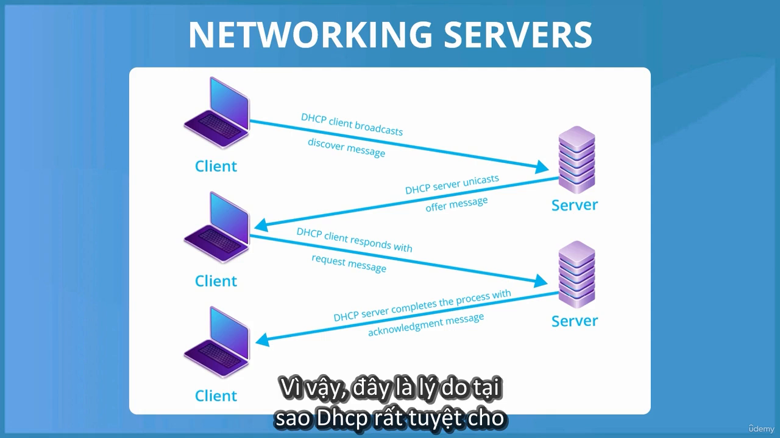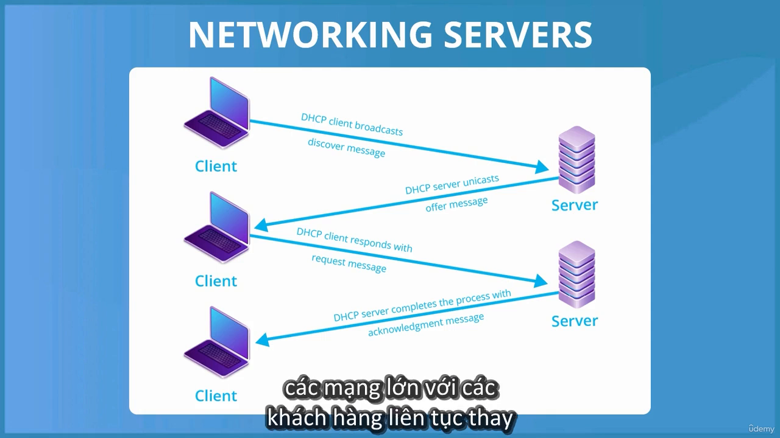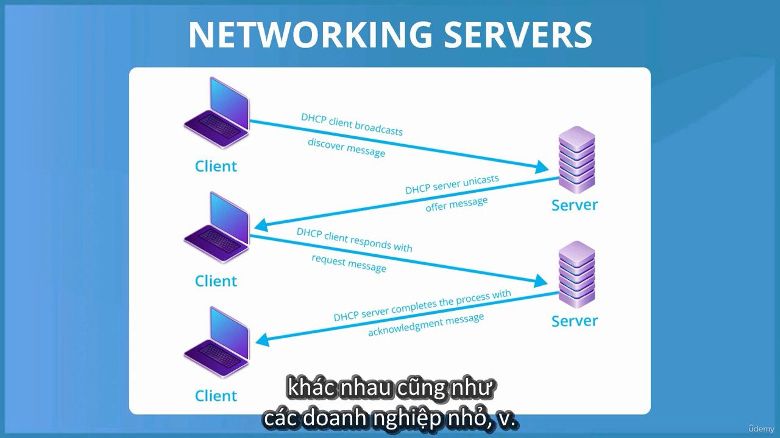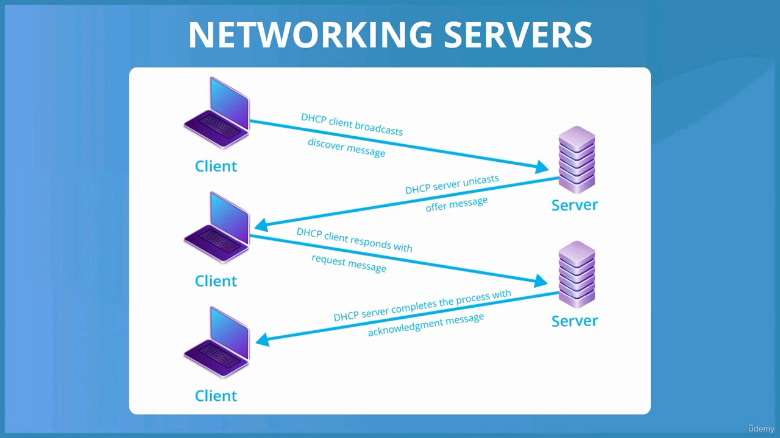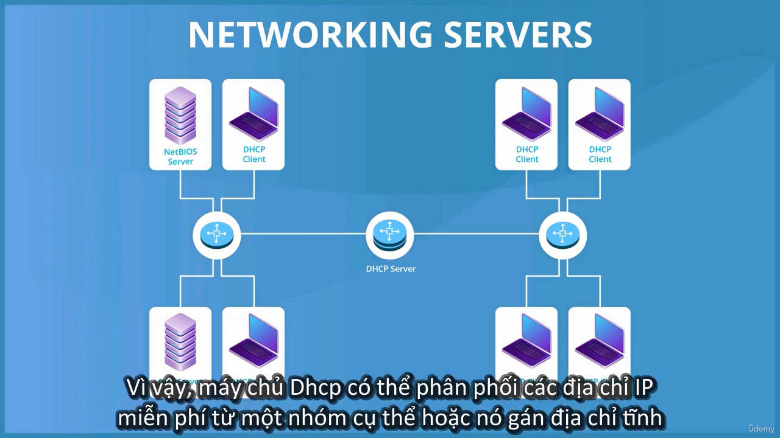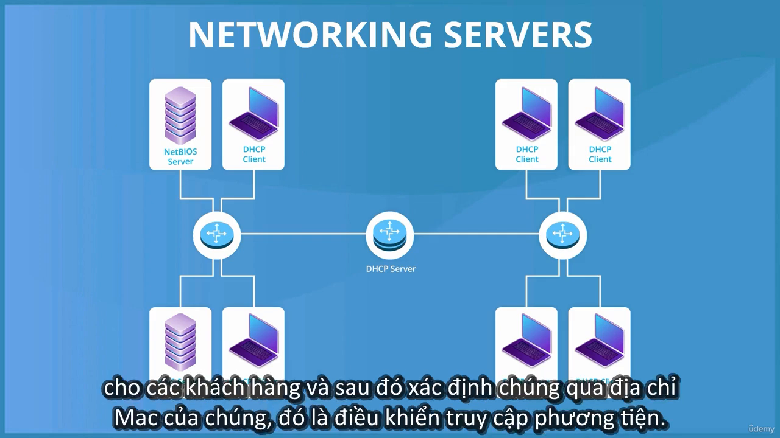So this is why DHCP is great for larger networks with continually changing clients, for example, schools and different companies, as well as small businesses, etc. So the DHCP server either distributes free IP addresses from a specific pool, or it assigns static addresses to the clients and then identifies them via their MAC address, which is the Media Access Control. It's a unique identifier assigned to a network interface controller.